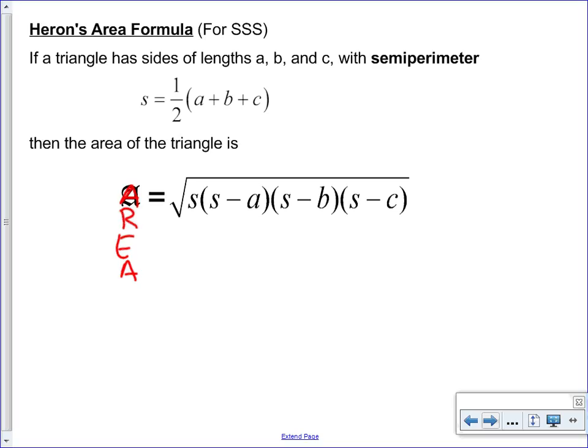I just made it that way so it doesn't look like that angle A. Right. This is a good time. Oh my goodness.